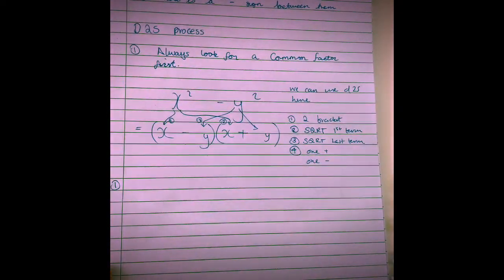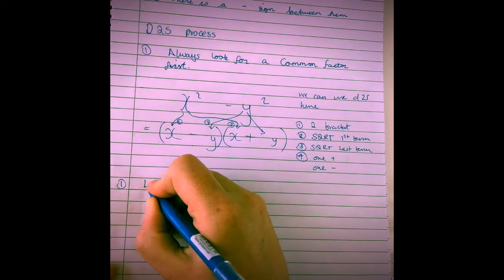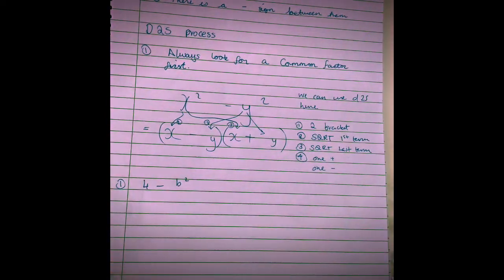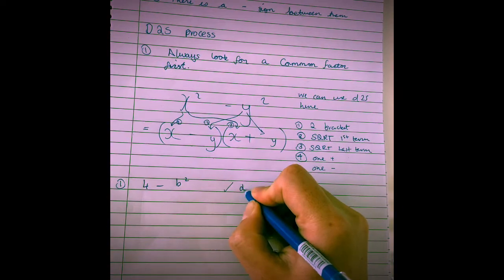The first one we're going to look at is 4 minus b squared. So let's go back to the process. The process first of all says look for a common factor. It's clear in this example that there isn't a common factor, so now I can just do the difference of two squares if we have the conditions for difference of two squares. So is the first term squared? Yes, it is, because 4 is made up of 2 squared. Is b squared a square term? Obviously. And there's a minus, so we can do difference of two squares here.